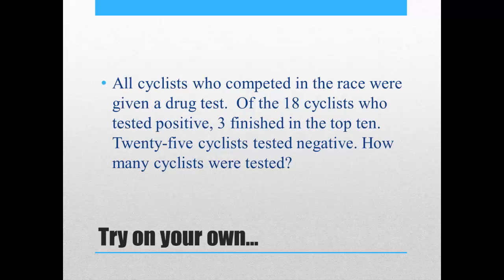Let's take a look at another example. All cyclists who competed in the race were given a drug test. Of the 18 cyclists who tested positive, 3 finished in the top 10. 25 cyclists tested negative. How many cyclists were tested? Take a moment, pause the video, and try this on your own before moving to the solution on the next slide.